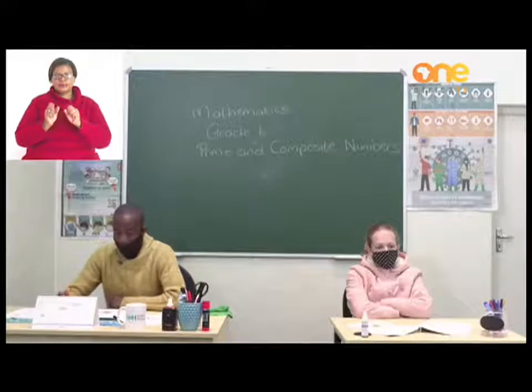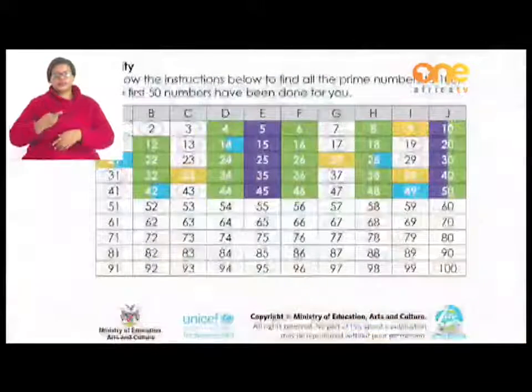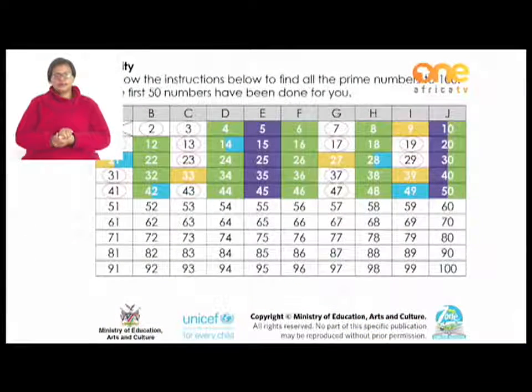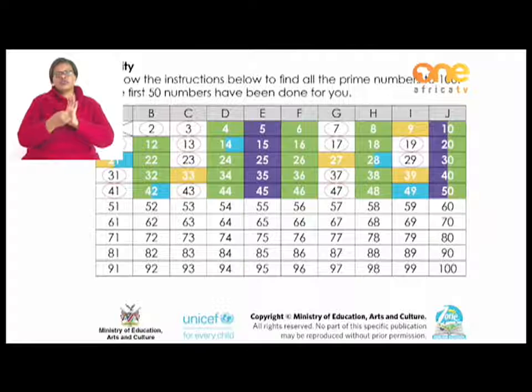All right, let's go to page 11. It says there that follow the instruction below to find all the prime numbers to 100. In other words, from 1 to 100. Now, it also says that the first 50 numbers have been done for you. Okay? Now, there is a certain way how to discover your prime numbers, and we are going to do this step by step. So let's go to page 12.